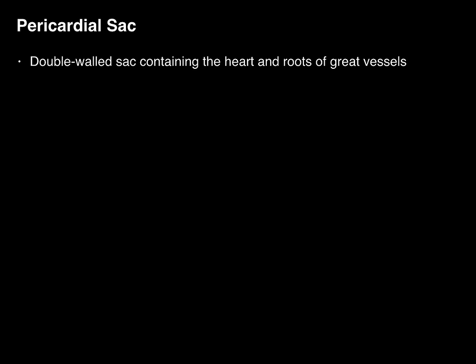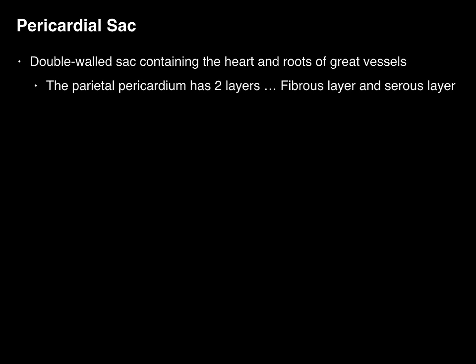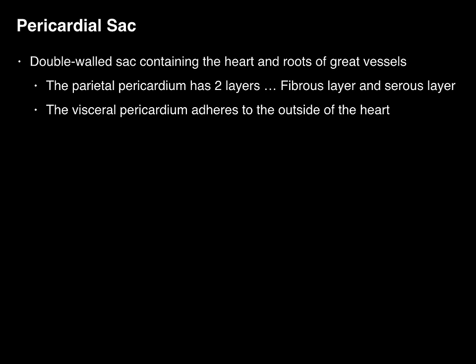So the first thing we're going to talk about is the pericardial sac, which is really the packaging of the heart. And the pericardial sac is this double-walled sac that contains the heart and the roots of the great vessels, aorta, pulmonary trunk, and so forth. Now, the parietal pericardium has two layers, a fibrous layer and a serous layer, and the visceral pericardium adheres to the outside of the heart.